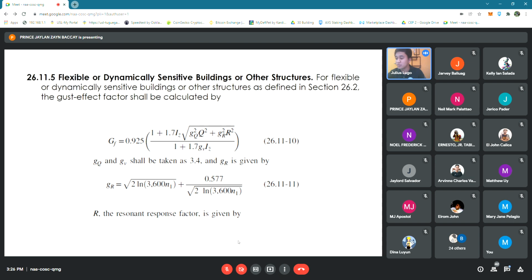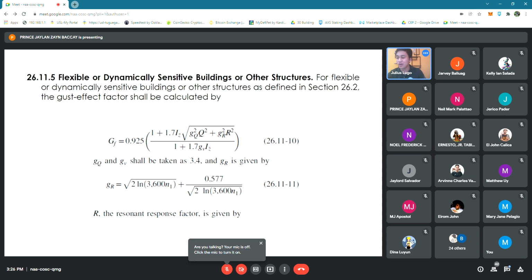So 2 ln of 3,601 plus 0.577 all over the square root of 2 ln of 3,601. Okay, wherein yung R ninyo is the resonant response factor. Okay, and then meron na naman yung sariling formula, guys. Okay, so yung resonant response factor, meron yung sariling formula. Okay, so the next slide will give you the formula for the resonant response factor.